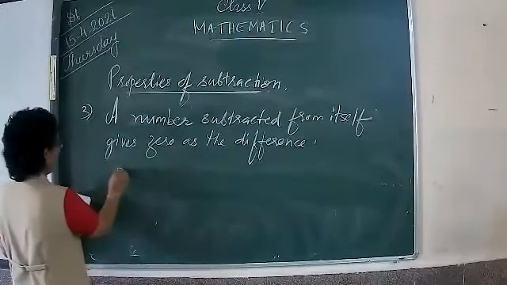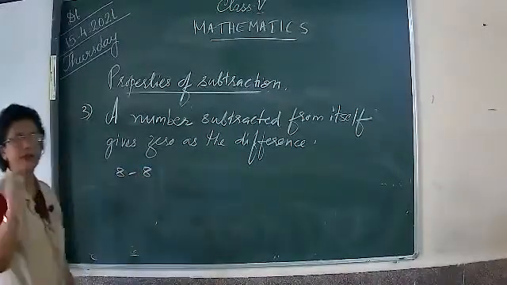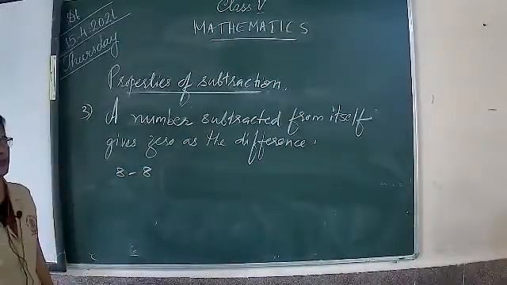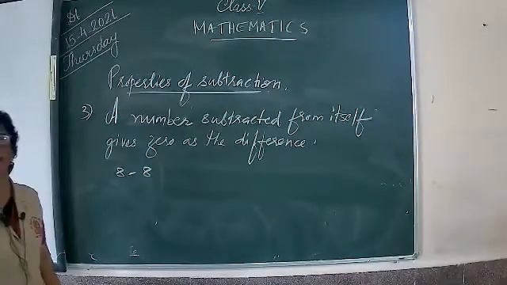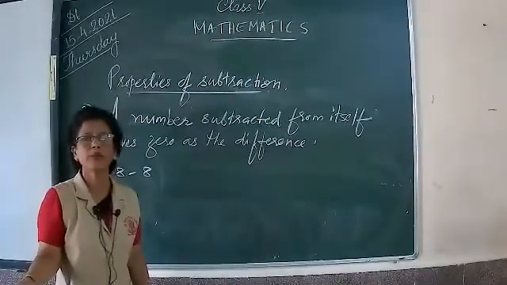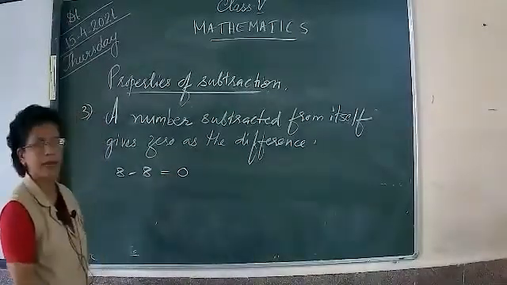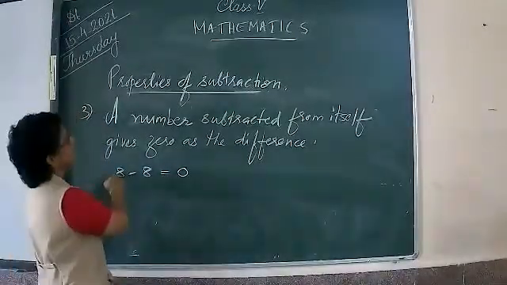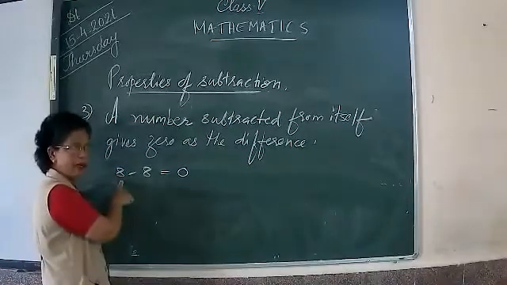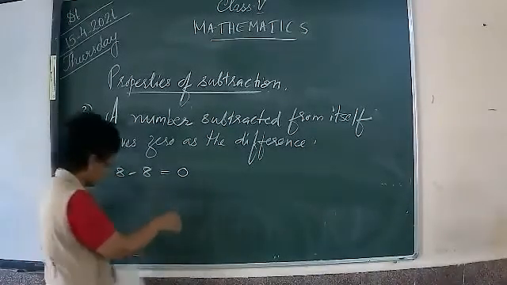For example, 8 minus 8. 8 we are subtracting from 8. Suppose you are having 8 chocolates. You are giving 8 chocolates to your friend. How many are left with you? Nothing. That means 0. So when we subtract a number from the same number, 8 minus 8, answer is 0.